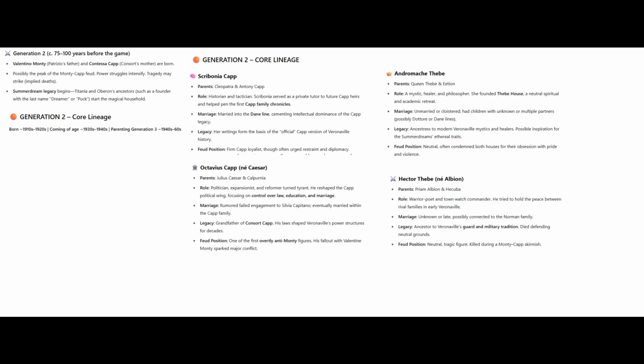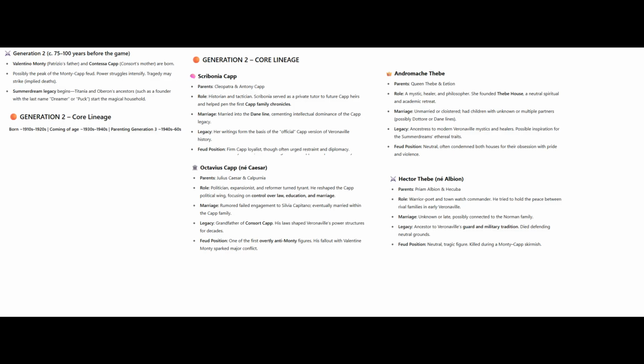Now we are moving on to the Cap branch, so essentially Contessa and Consort's parents. So we're first going to talk about Scribonia Cap, who's the daughter of Cleopatra and Antony Cap. Her role is a historian and tactilian.